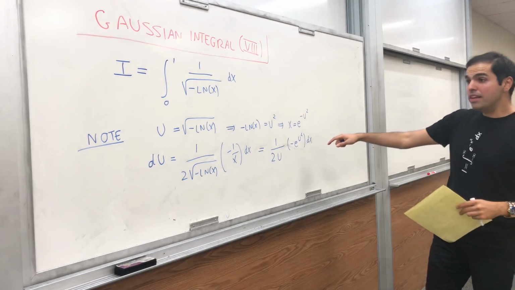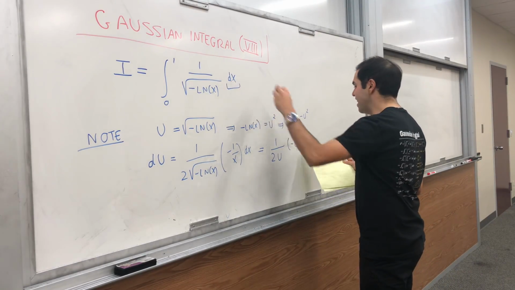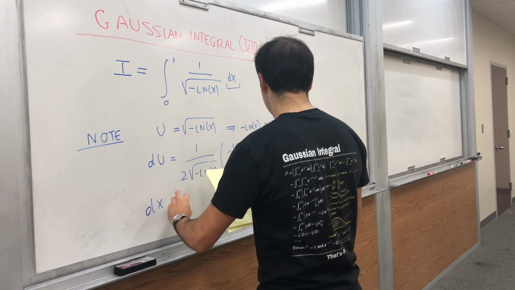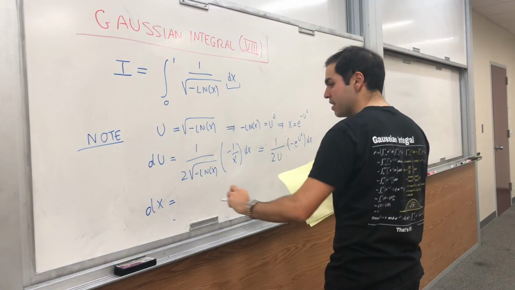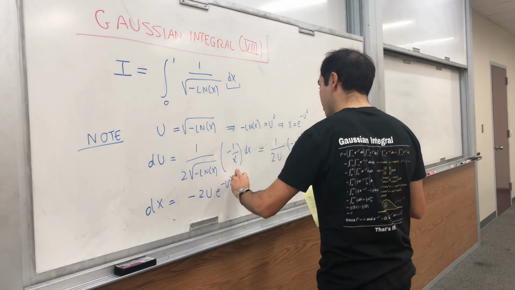But we don't really care about du. What we care about is that we want to rewrite this dx. So in the end, dx becomes minus 2u e to the minus u squared du.